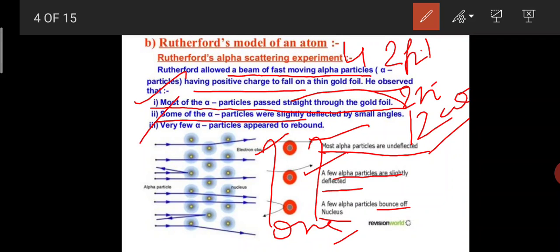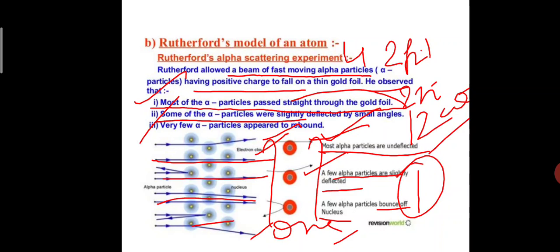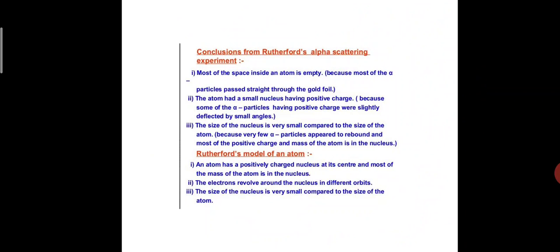situations. Most of the alpha particles passed, you can see this diagram also, through the gold foil. Some of the alpha particles were slightly deflected by a small angle. You can see this diagram. And a very few, how much? Out of 12,000, 1 alpha particle appears to be rebound. He observed. Okay. Now, conclusion.